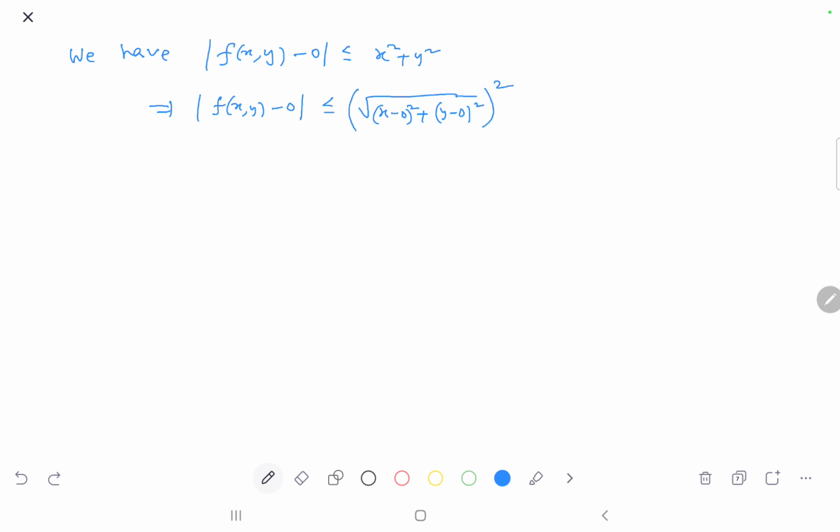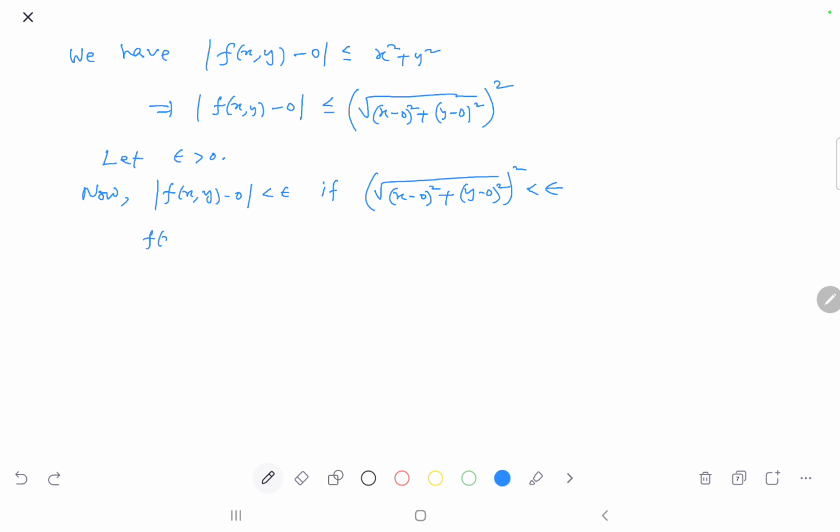So we have |f(x,y) - 0| less than or equal to x² plus y². This implies |f(x,y) - 0| is less than or equal to, let me put here, the square root of ((x minus 0) whole squared plus (y minus 0) whole squared), whole squared. So you have to take the square here. Let epsilon be greater than 0. Now |f(x,y) - 0| is less than epsilon if the square root of ((x minus 0)² plus (y minus 0)²), whole squared, is less than epsilon.